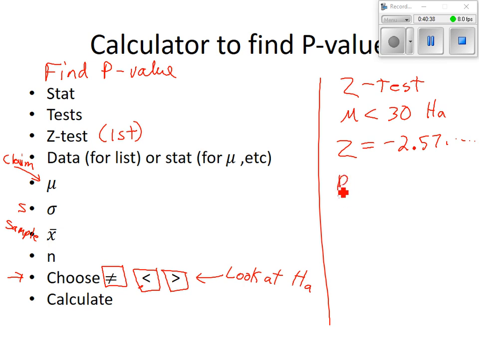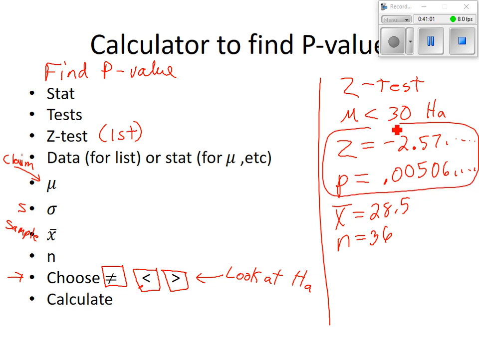P is 0.00506 something. And then X bar, they retell you is 28.5. And N, they retell you was 36. These are the two things that we're going to use.